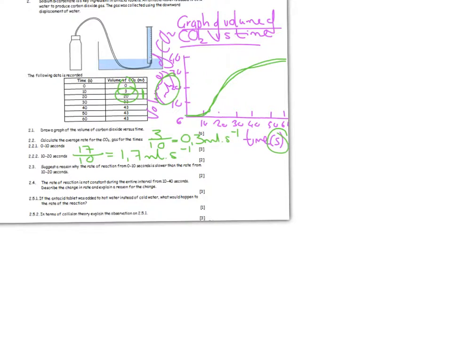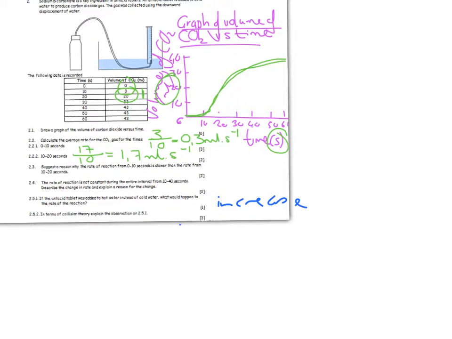And then 5, if the antacid tablet were added to hot water instead of cold water, what would happen to the rate of the reaction? Hot means it will increase. And why does it increase? In terms of collision theory, explain your observation, and most of you were really good about this.